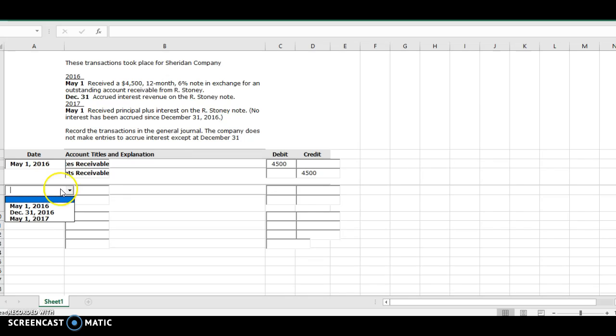All right. So then on December 31st, we accrue interest revenue. So we're then going to debit interest receivable because we haven't received the interest yet, but for that portion of the year, we did. For that portion of the year, interest has been charged on the note. So we've got interest coming to us, and it's accrued revenue. We then will credit interest revenue.